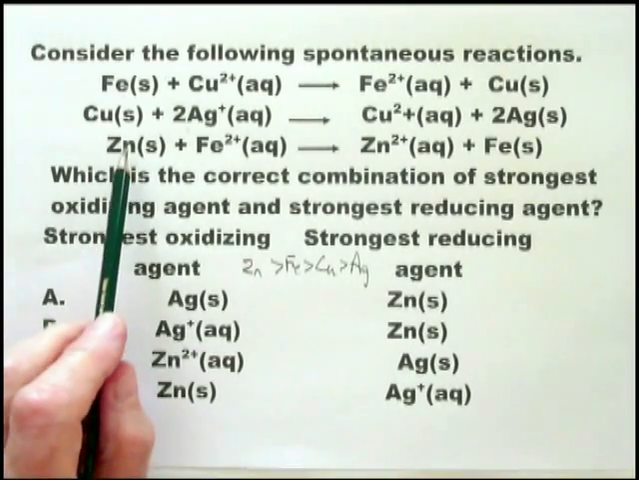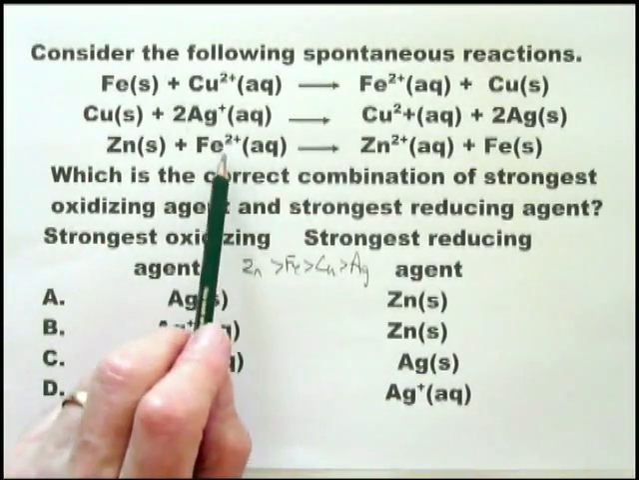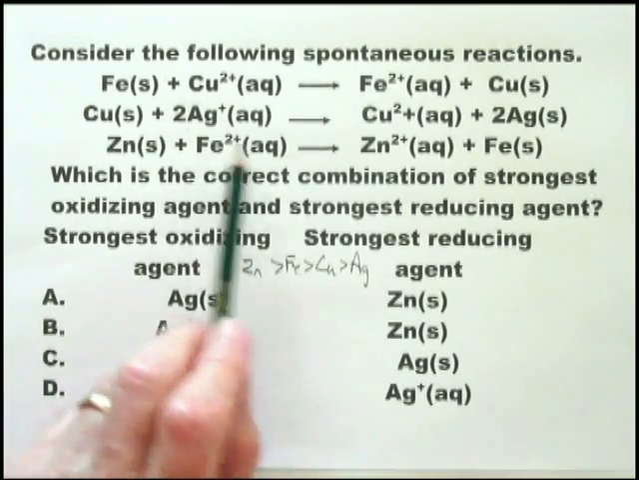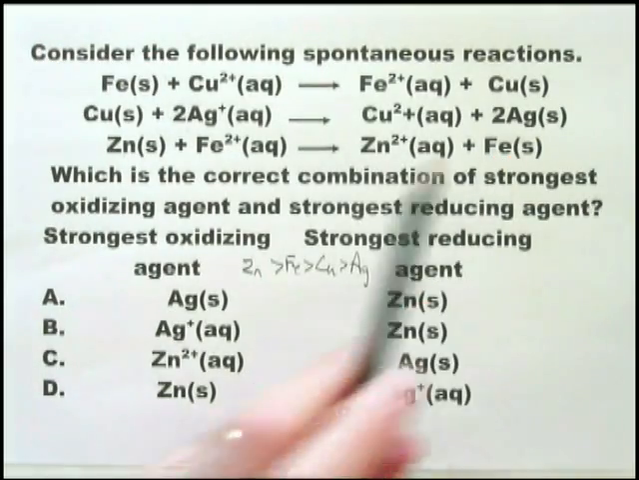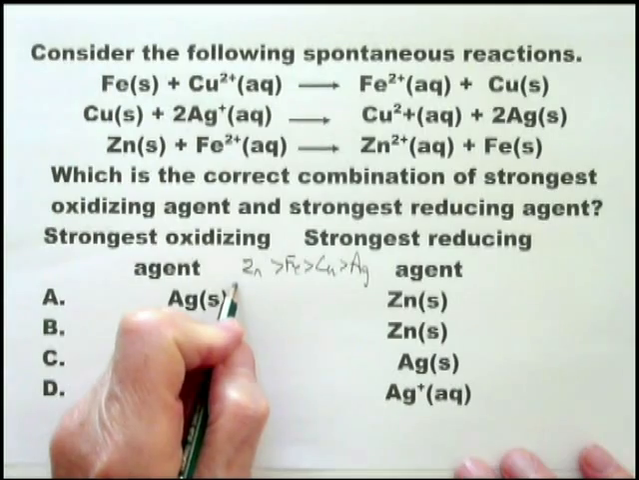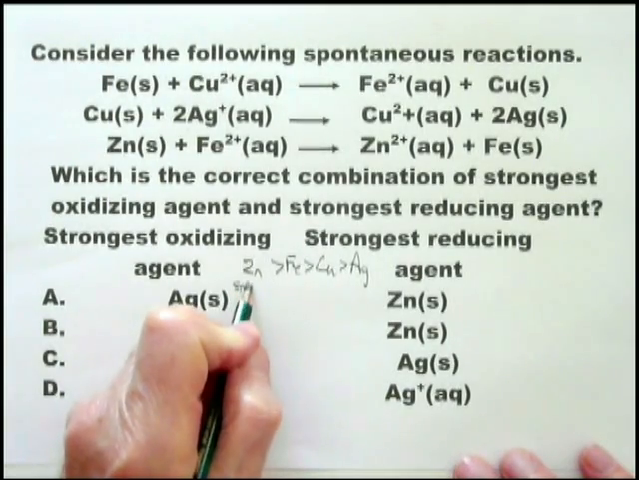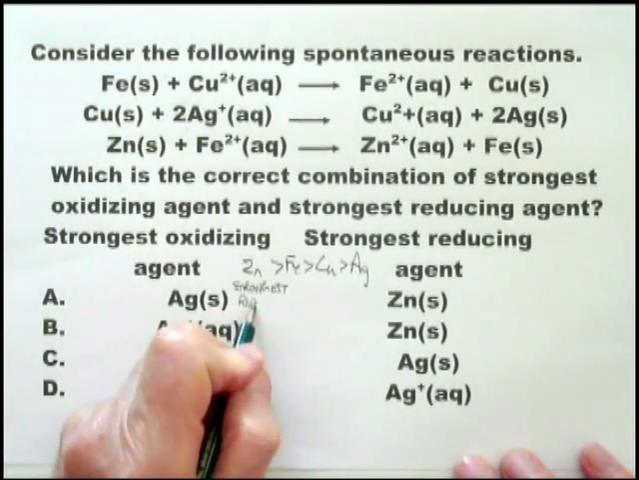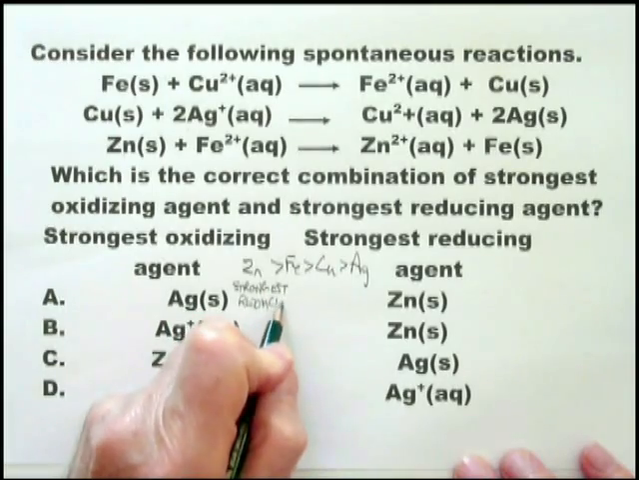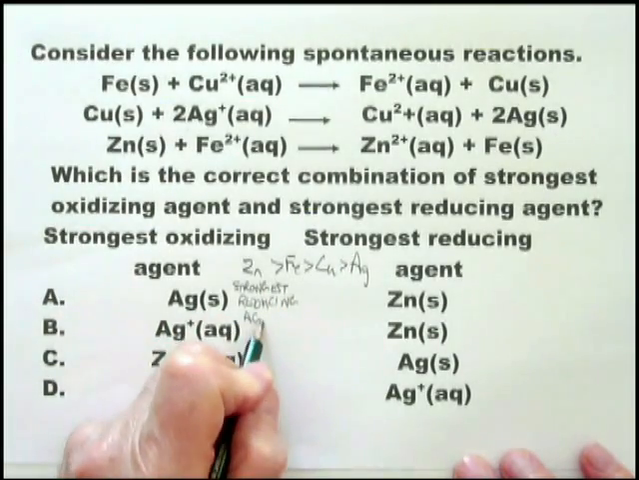Now, what is the zinc doing? It is changing the Fe2+ to Fe. In other words, it is a reducing agent. So it's the strongest reducing agent.